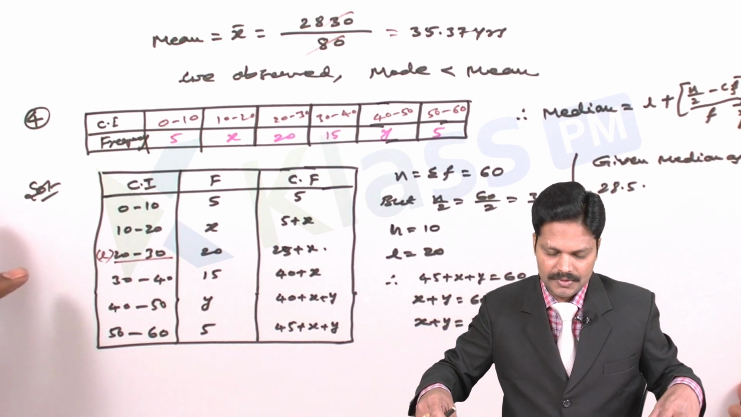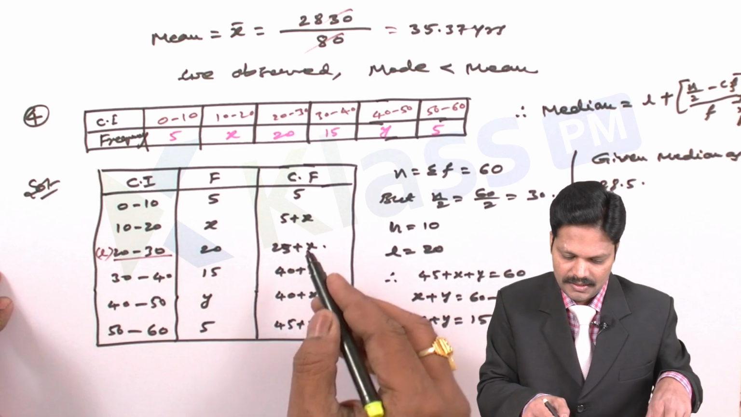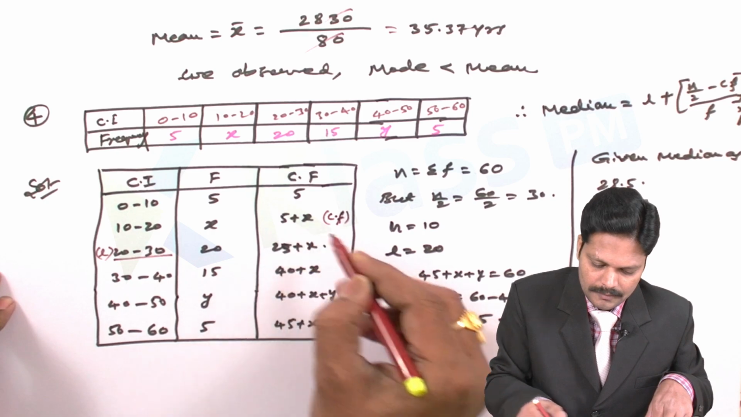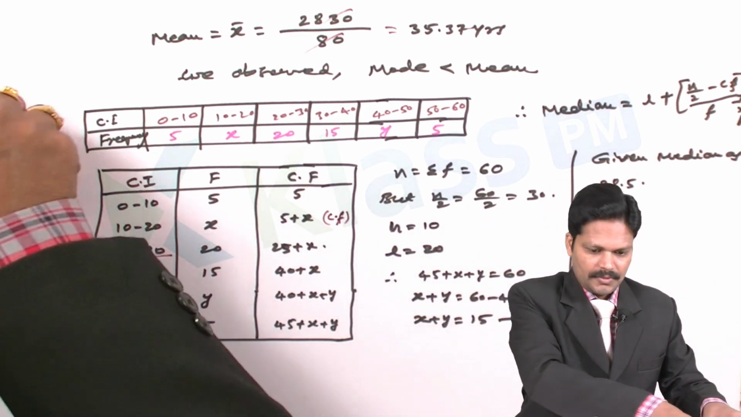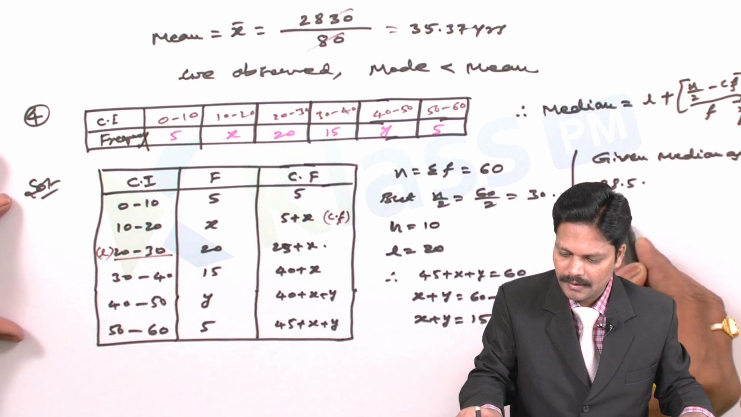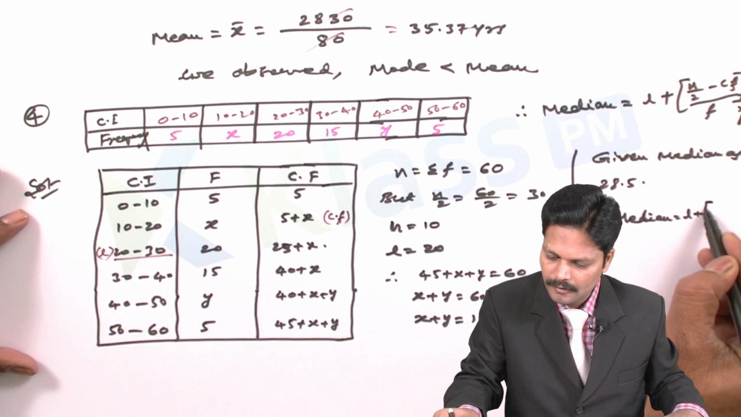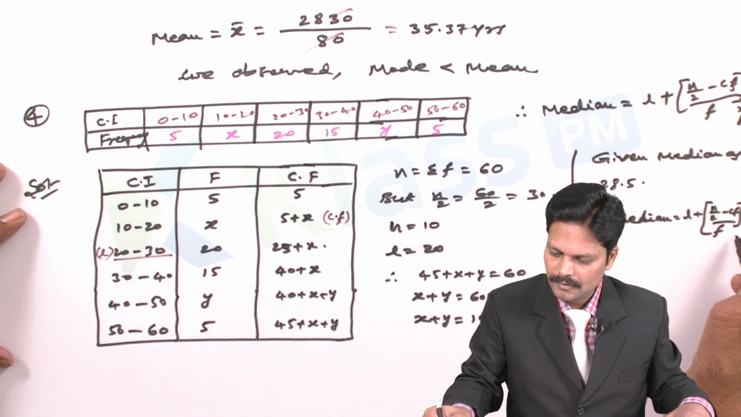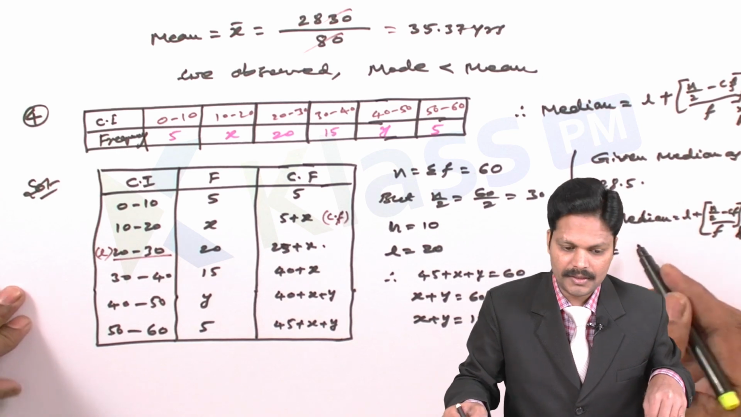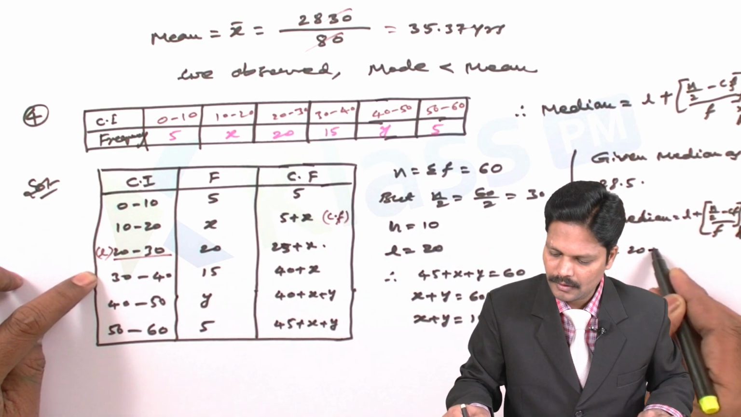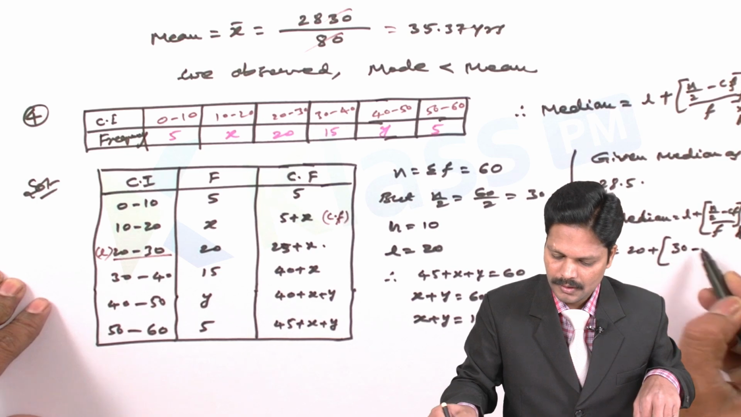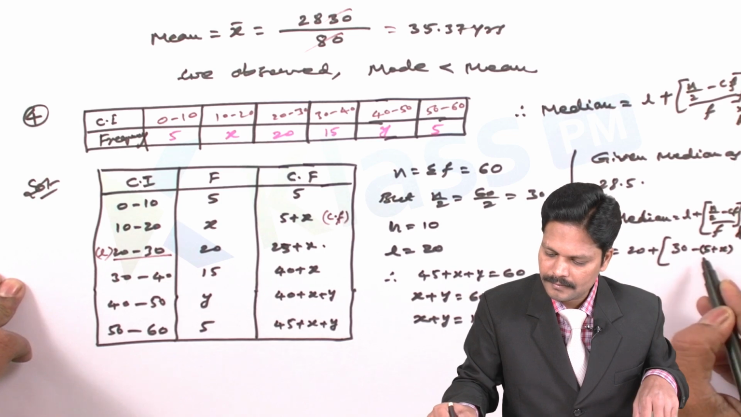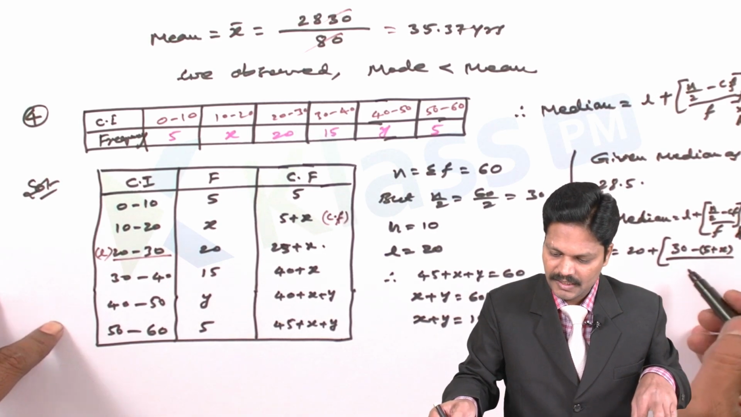And we need to substitute the values here. Cumulative frequencies, here we are taking this one as CF. So after substituting the values, we are taking the median formula: L plus (n by 2 minus CF) by f, times h. L is here 20, n by 2 means 30, and cumulative frequency we are taking 5 plus x, divided by the frequency here.